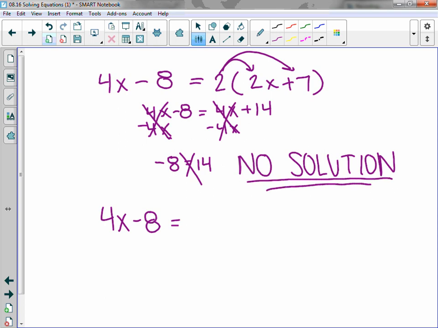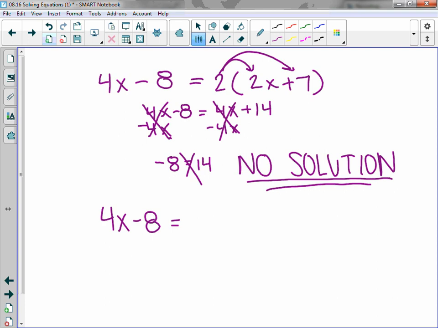It's on your homework. You'll look at it before you leave, so good question about it. No solution, right? I got down to a statement that was false. That doesn't mean that x is 0. If I tried to plug a 0 in, would it work? No, it would still leave me with negative 8 equals 14. So no solution and x equals 0 are not the same thing, okay?